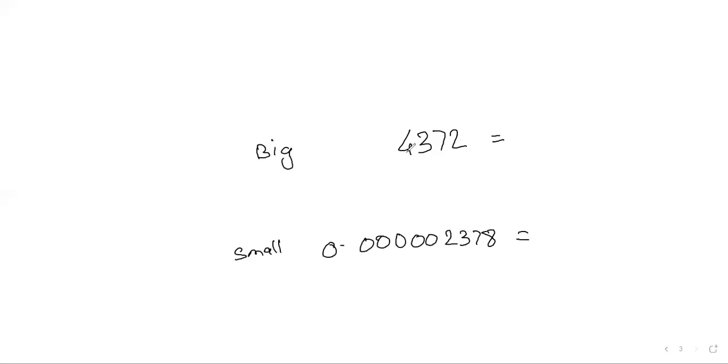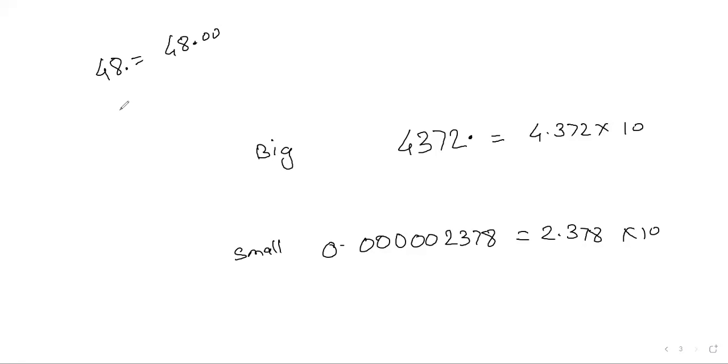The first thing I will write, with a single decimal, 4.372 into 10 raised to something. And here I will write 2.378 into 10 raised to something. Till here it is fine, Arya. Yes. Now see, here there is no decimal, which means it is after the digit 2. Yes or no? Yes. Because 48 is nothing but 48.00, so the decimal always comes after the digit. Yes or no? Yes.